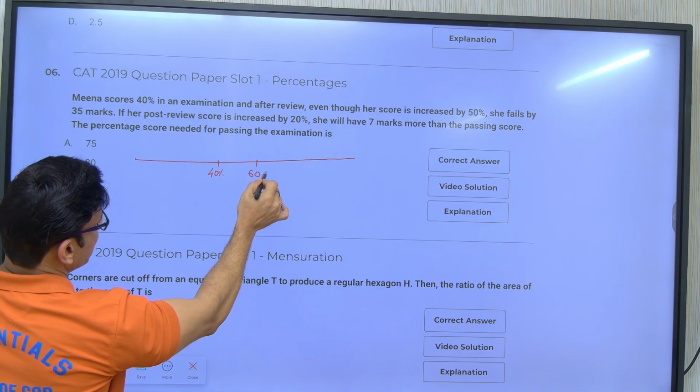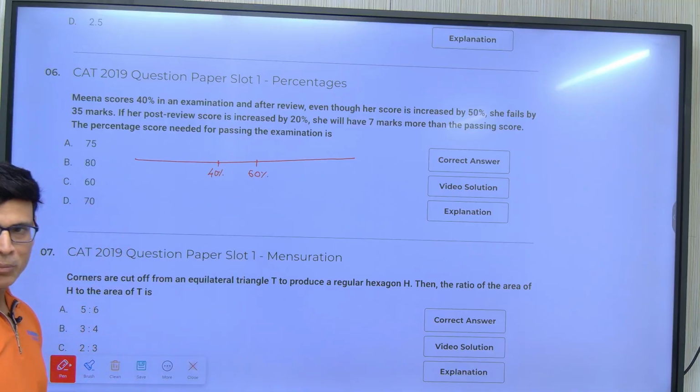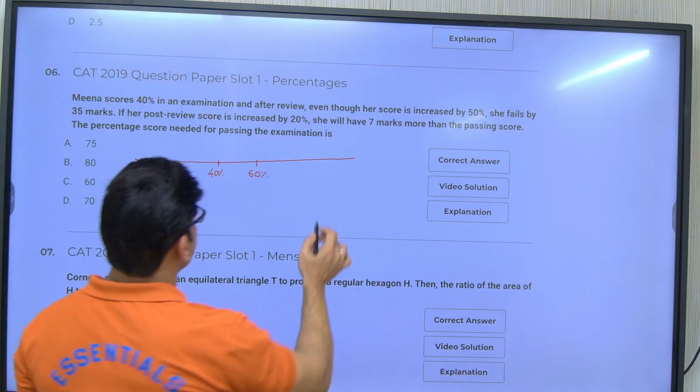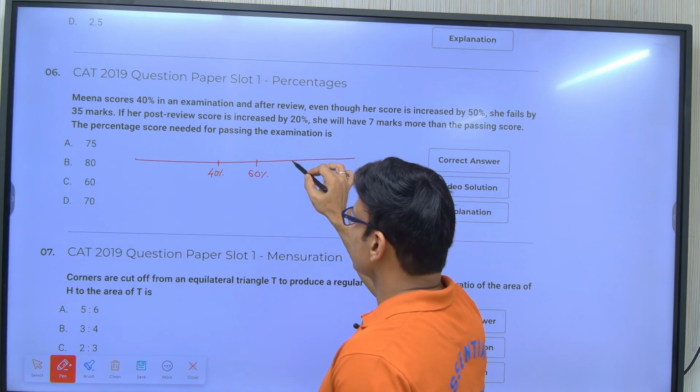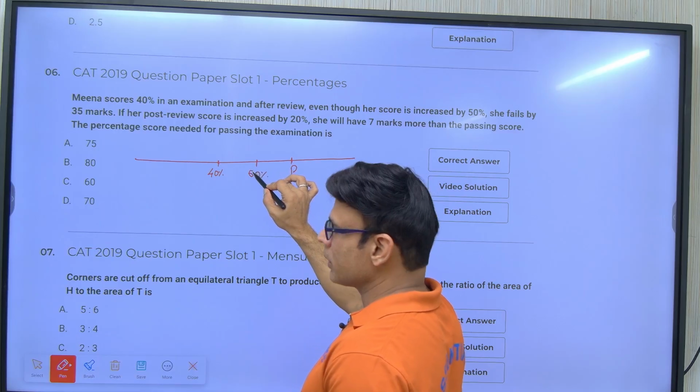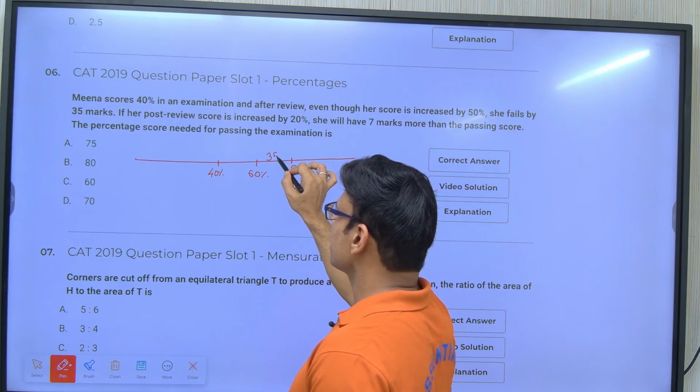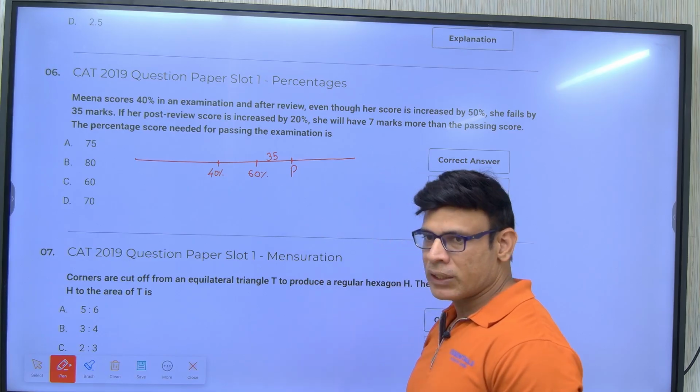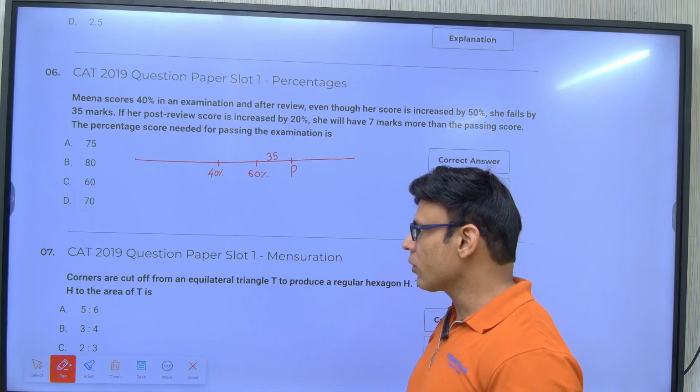That means now she got what? 60% marks. And in 60% she failed by how much? 35 marks. That means somewhere here we have passing marks. And when she scored even 60% marks, she failed by how much? 35 marks. And after that she again goes to the professor कि sir और बढ़ाओ.